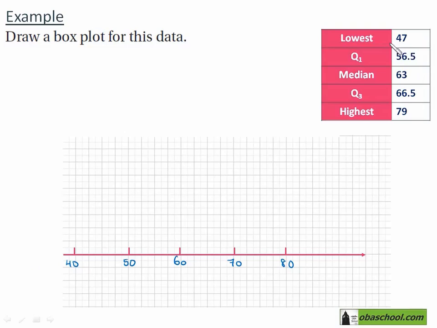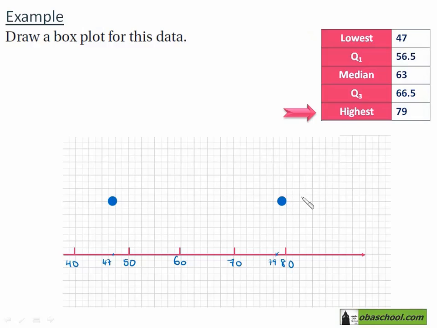Now on a scale of 10, let's go ahead and put first the lowest as a point. The lowest was at 47, so it's going to be right here. And as you can see, it's a point. The lowest and highest values are represented on the graph as points. Now for the highest value, it was at 79, so it's somewhere right here, close to the 80. Again, the highest is also represented as a point.